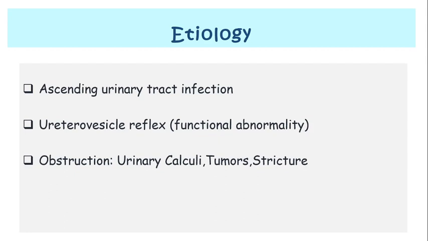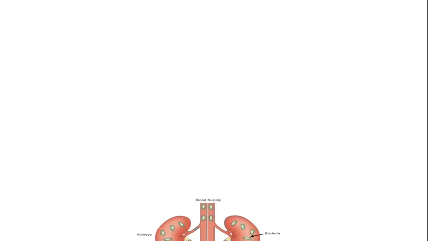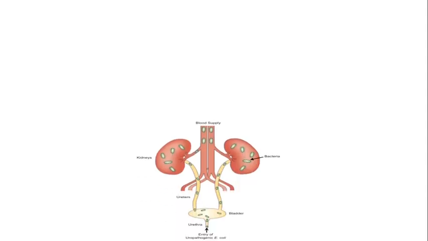Next, the urinary tract obstructions. Now, they can be due to stones. These stones causing urinary tract obstruction are called urinary calculi. So urinary calculi, tumors, then narrowing of different parts of the urinary system, that is strictures. All of them increase the risk of pyelonephritis.